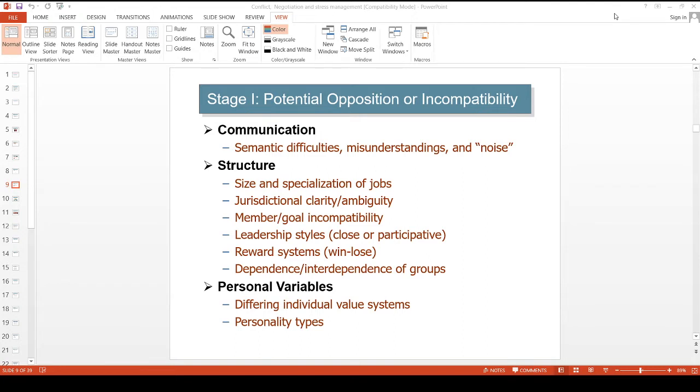So class, this is the first stage, in which we have the idea that conflict is going to arise. And what are the different sources of this initiation of conflict? We discussed communication, structure, and personal values, and how these components can initiate the process of conflict.